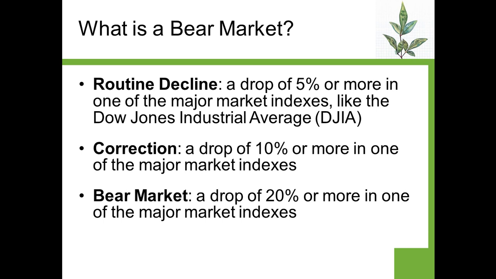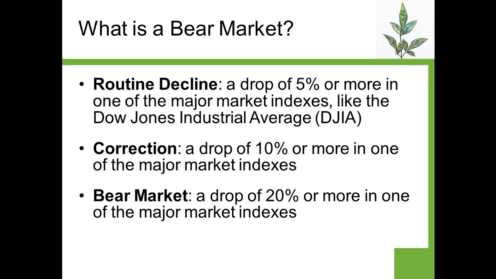What is a bear market? It's very famous in the stock market and equity market. In the market, the bear market is very famous for the investors. So what is a bear market? There are three types of declines. The first is routine decline. It means that there is a drop of 5% or more in one of the major market indexes or major market prices, like the Dow Jones Industrial Average.